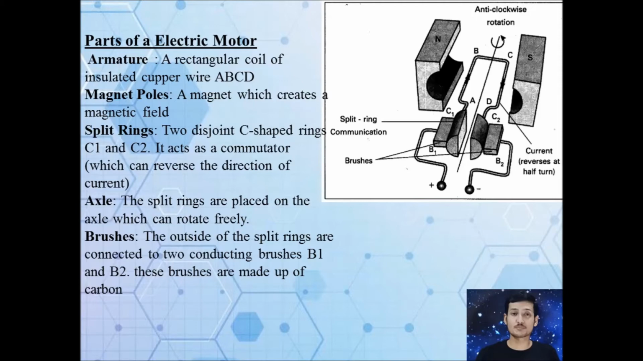Then we have this axle, or we can say the shaft. It is basically a pipe type structure on which your entire armature is mounted. Here you can see a straight line. This straight line is basically nothing but an axle. And the last, we have to supply the current to the conductor, so we must use a battery source to supply the current to the armature.